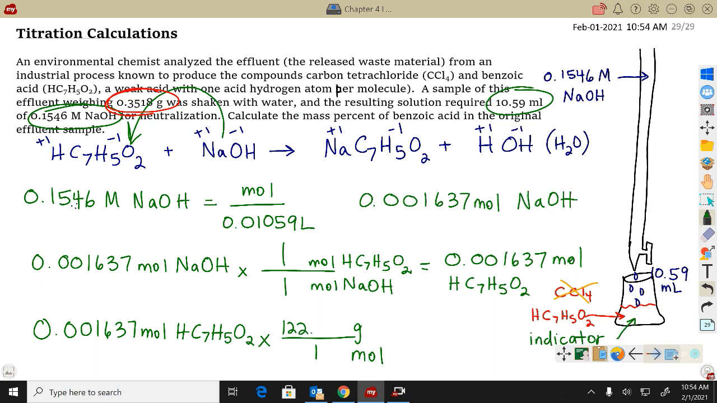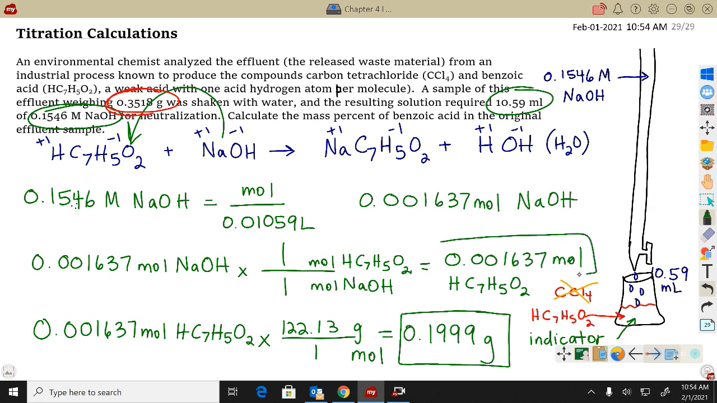I'm going to say 122.13 grams. So that when I multiply, I'm looking at about, oh brother, I guess if I'm really going to leave 4 sig figs, 0.1999 grams. Okay, so this was kind of an important number.